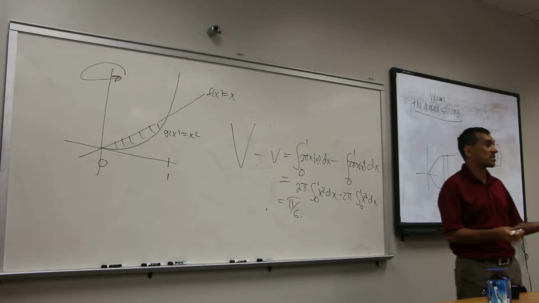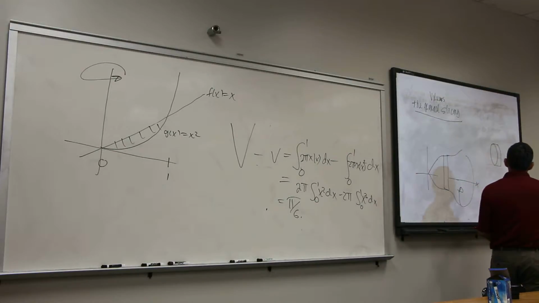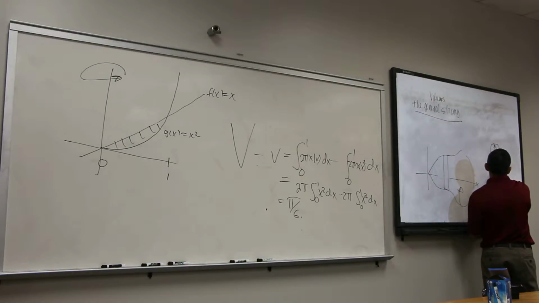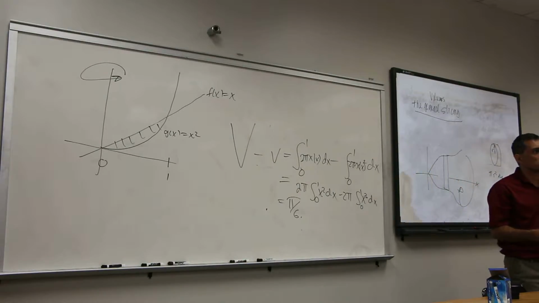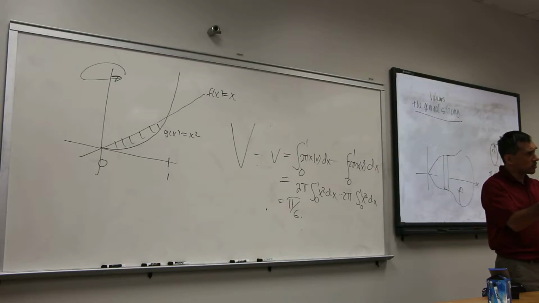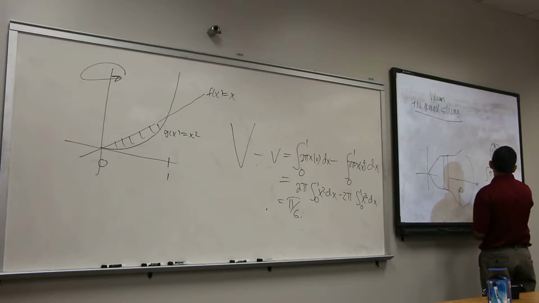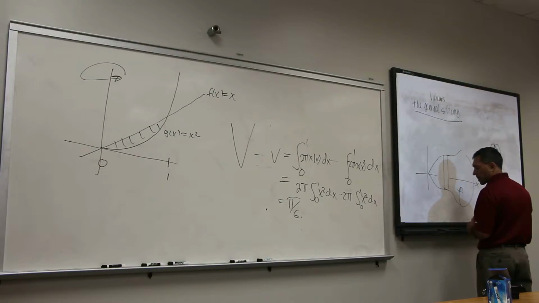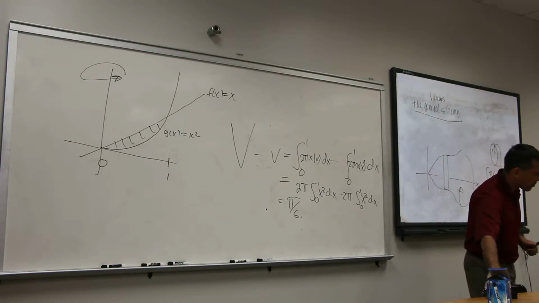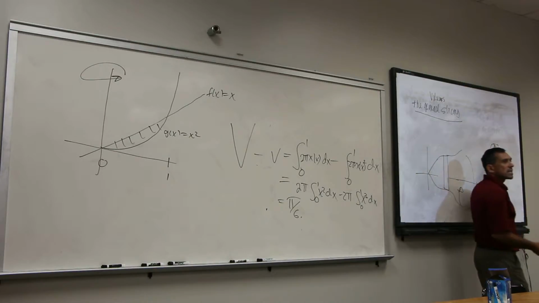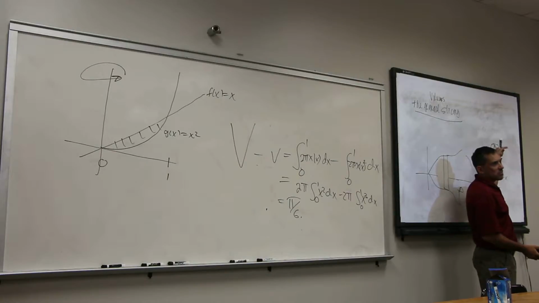Pi r squared delta x, and r will just be your function. So we'll have pi f squared delta x, integrated. But you are using the geometry of a circle.